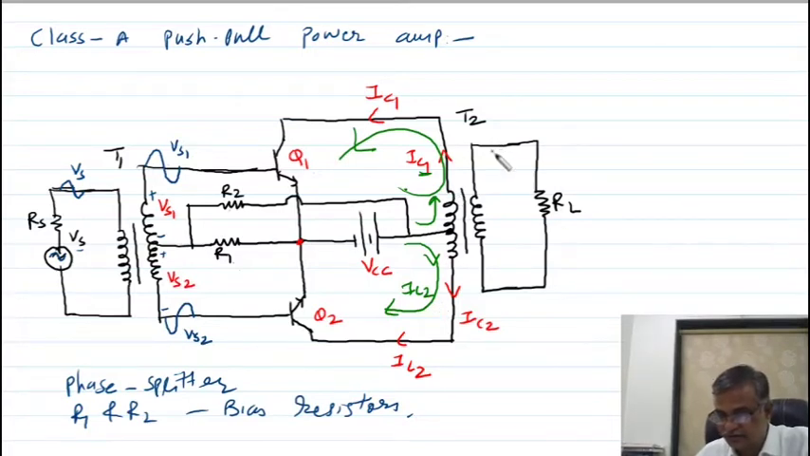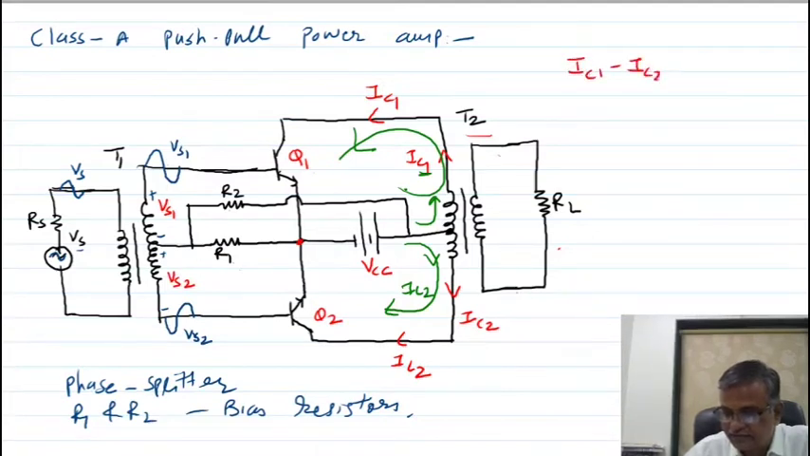Now, the voltage developed across the secondary, or across RL, depends upon the difference of the collector currents. The voltage developed across the secondary of the transformer T2 is proportional to the difference of the collector currents. You can say the output voltage depends upon the difference of the collector currents.